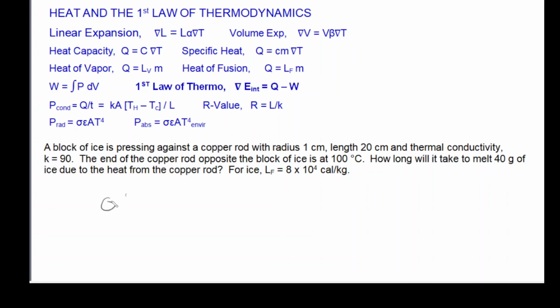We have a copper rod, and the rod has a radius of 1 centimeter. And this is the block of ice. The block of ice is 40 grams. The rod is 20 centimeters long. Here's the ice, here's our rod, and this end of the rod is at 100 degrees Celsius. So we want to know how long it will take to melt the ice due to the heat coming up from the rod.